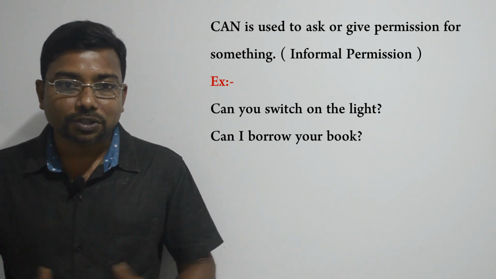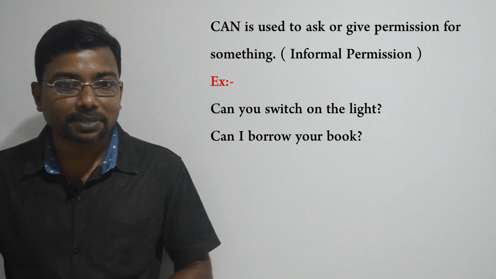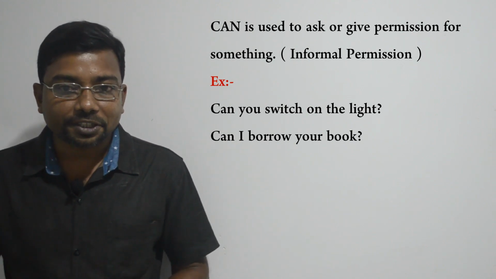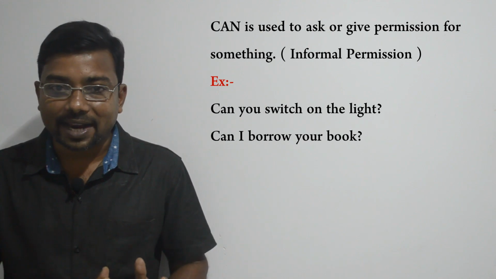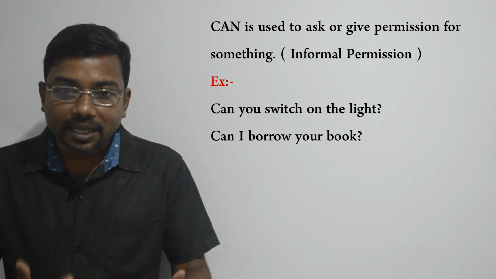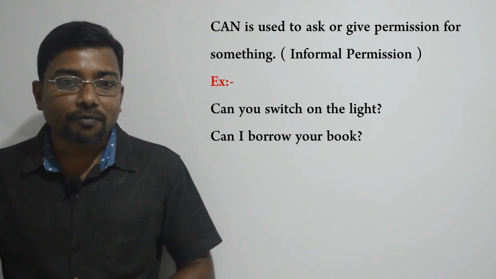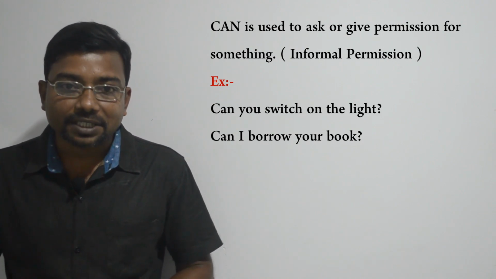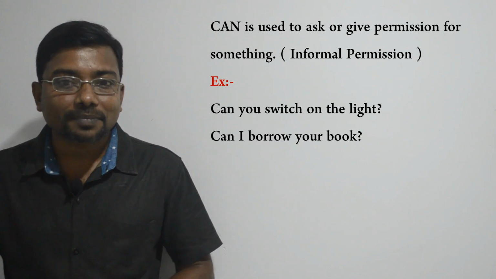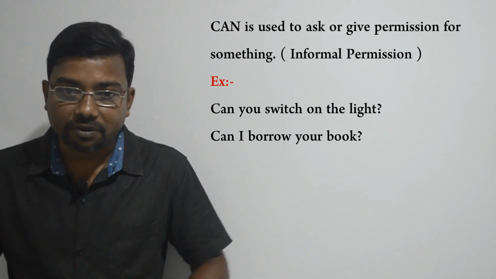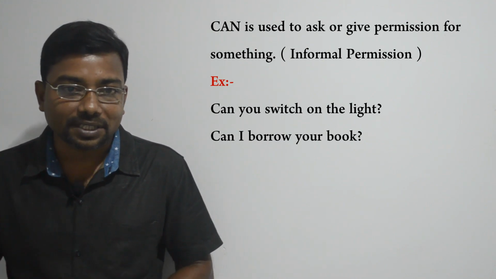Okay, let's go through some examples. Look at this example. Can you switch on the light? Here we use the word can to make a request in an informal way. Remember, when we use can to make a request, we always use it in present situations. So therefore the verb also stands in simple present form.